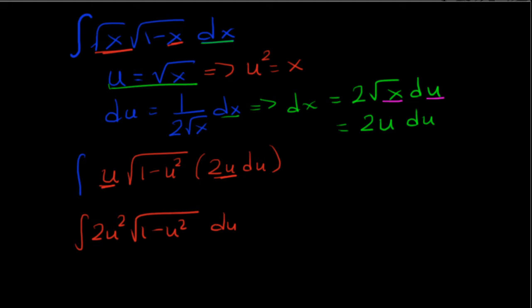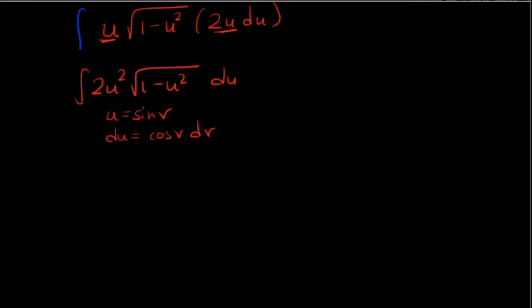Next, I'm going to make a substitution. I'm going to let u be sine v. So du will be cosine v dv. So I'm going to have u squared is sine squared, and then square root 1 minus sine squared, and then du will be cosine v dv.